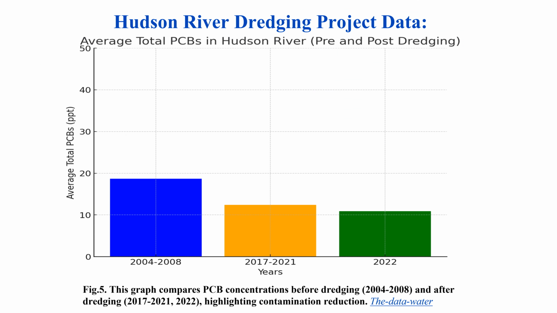Next, we will discuss the Hudson River dredging project data. This bar graph compares PCB concentration in the Hudson River before and after the dredging efforts were made. The data from 2004 to 2008 represents pre-dredging conditions, while the data from 2017 to 2022 illustrates a reduction in PCB contamination following the cleanup efforts. We can clearly see in the bar graph that the average total PCB content reduced over time.